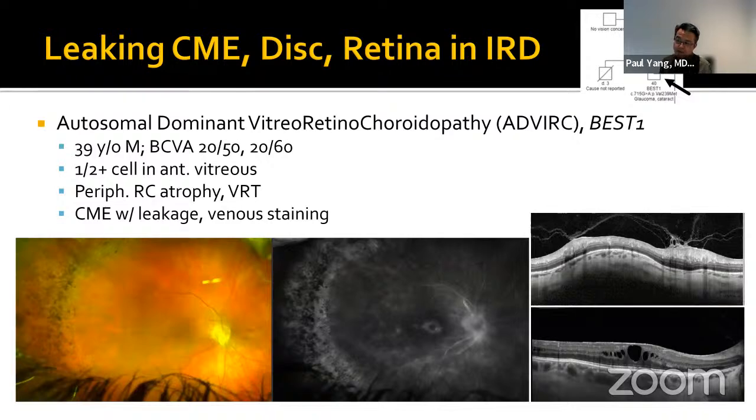And so that previous case was the mother, and this is the son. Just to give you another look at what it looks like earlier in life. You still see a lot of the same features. CME leakage. In this case, you do see something more with the vessels. You see this venous staining. And then on OCT, again, macular edema and some vitreoretinal traction.